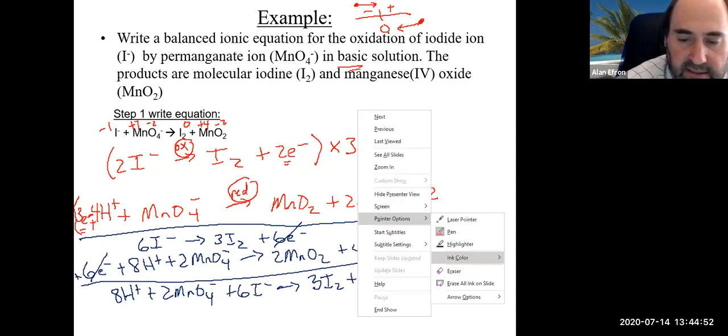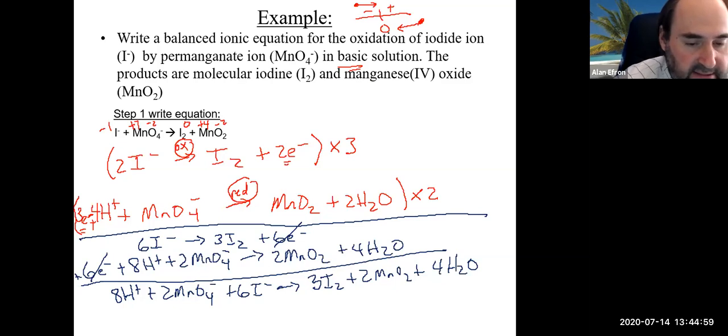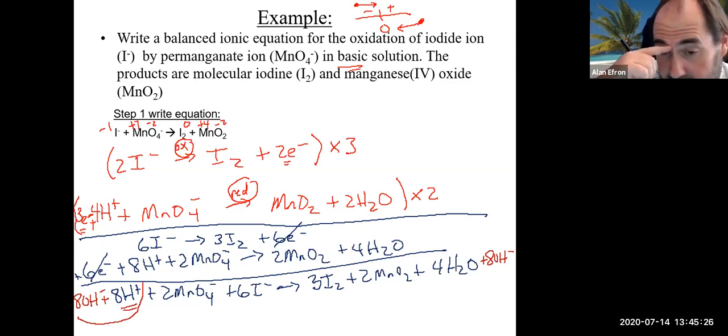So as I mentioned last time, probably the easiest thing to do is just to balance it in acidic conditions like we did. And now when we're in basic conditions, what we want to do is look at how many H pluses we have, which is 8 in this case. And that is how many hydroxides we should add to not one side, but both sides of the arrow. And when we do that, this part over here, where we have H plus and OH minus, they will combine to make water.